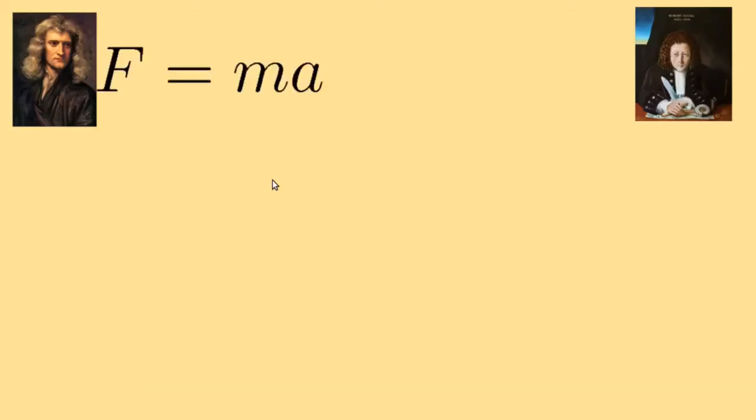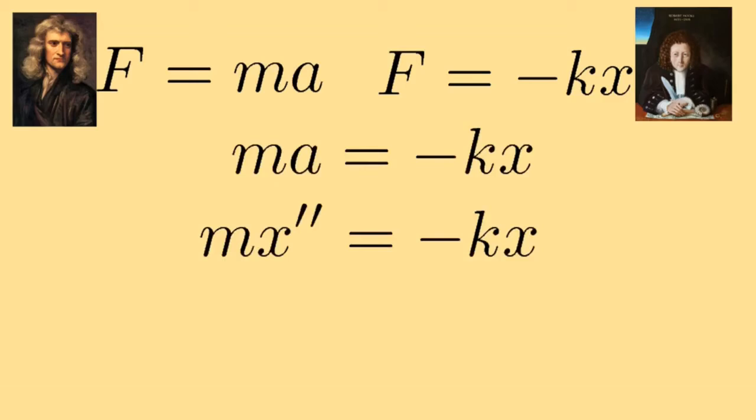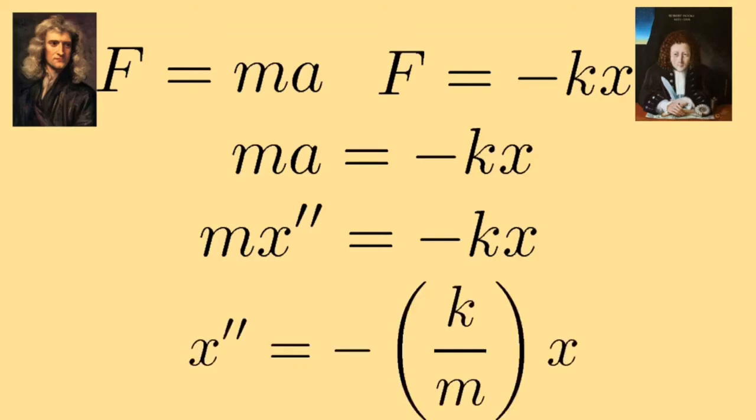We have Newton's law, F equals ma, and Hooke's law, F equals minus kx. If ma equals F and minus kx equals F, then ma must also equal minus kx, so we can set these equal to each other. Now we know that a has some relationship to x. What is that relationship? Well, a is x double prime. So m x double prime equals minus kx, or x double prime by itself equals minus the ratio k over m times x.